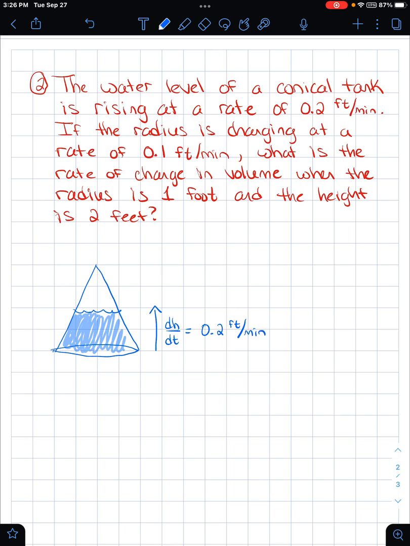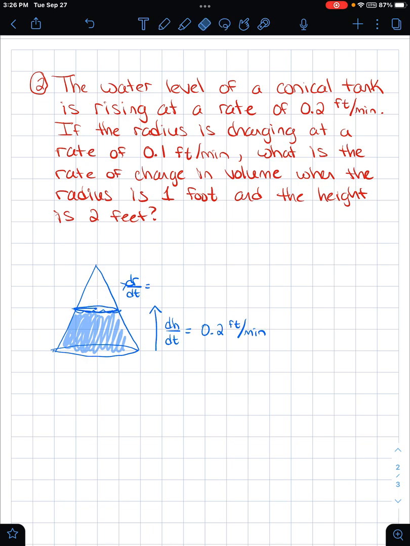I also know that the radius of the water is changing. So if you think about this, there's another circle at the top of the water. I also know that the radius is increasing. So dr/dt is also increasing. Oh, which means this cone's turned upside down. Darn it.